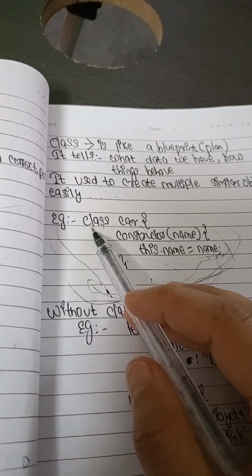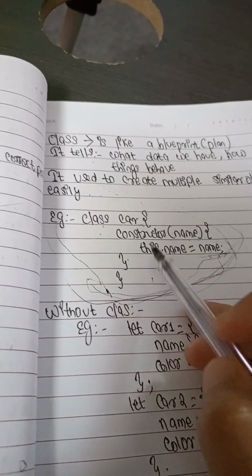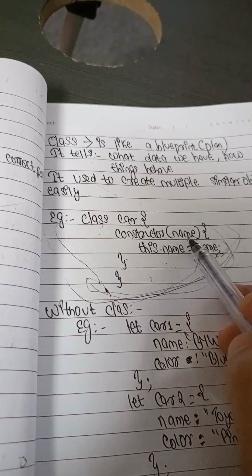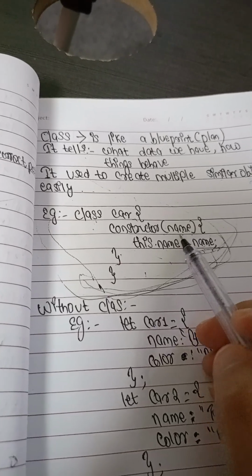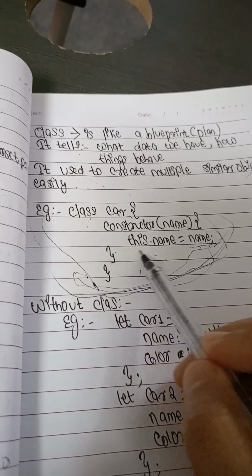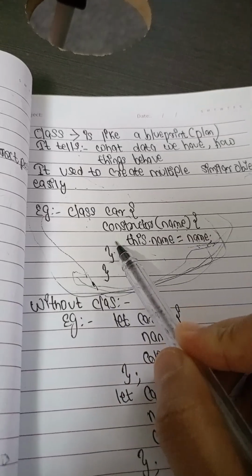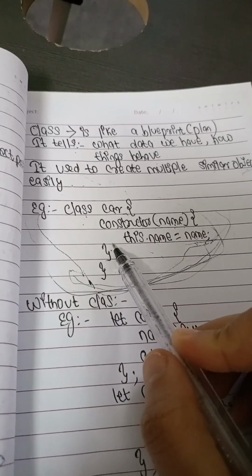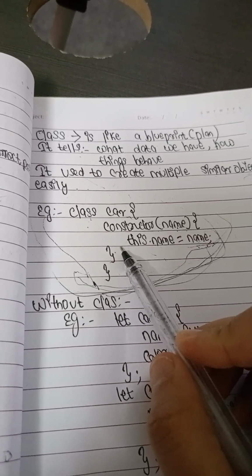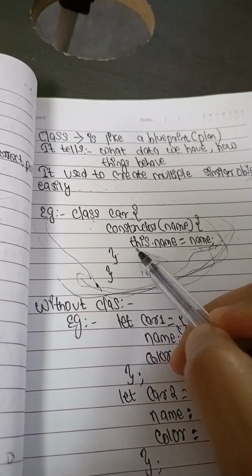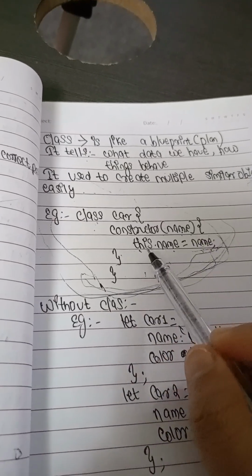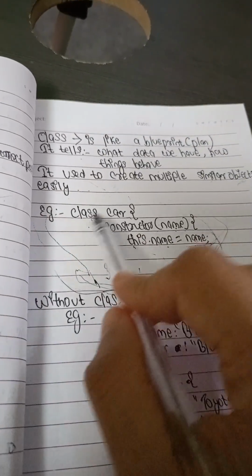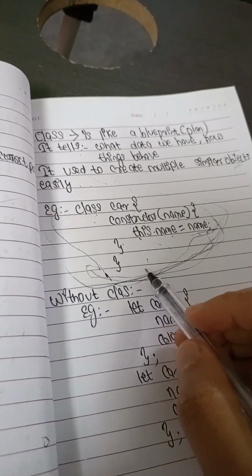First of all, I have created a class Car, and then here we have our constructor with name. The constructor will only run when the object is created, and this.name stores the value in the object, right? So this is just a plan, it does not create anything, right?